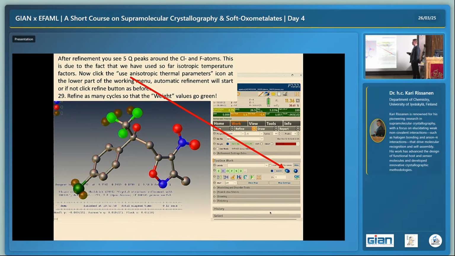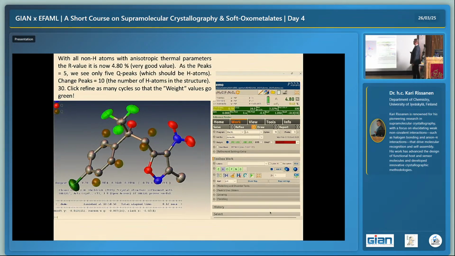It was 11.4, and we changed the atom types so that they are now estimated. The thermal movement is taken into account, the real thermal movement. There's a drastic change. It drops to 4.8. And now it's green, and you can see how it appears. You can see ellipsoids in here now. The idea is that we go to the R value of 4.7, 4.8. And when the peaks are 5, we can see only 5 Q peaks, which should be hydrogen atoms.